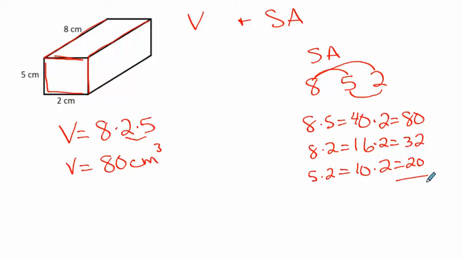So I'm going to add them together. That's 132. It's centimeters and it's area, so it's squared. All right, so that is a review of today's lesson.